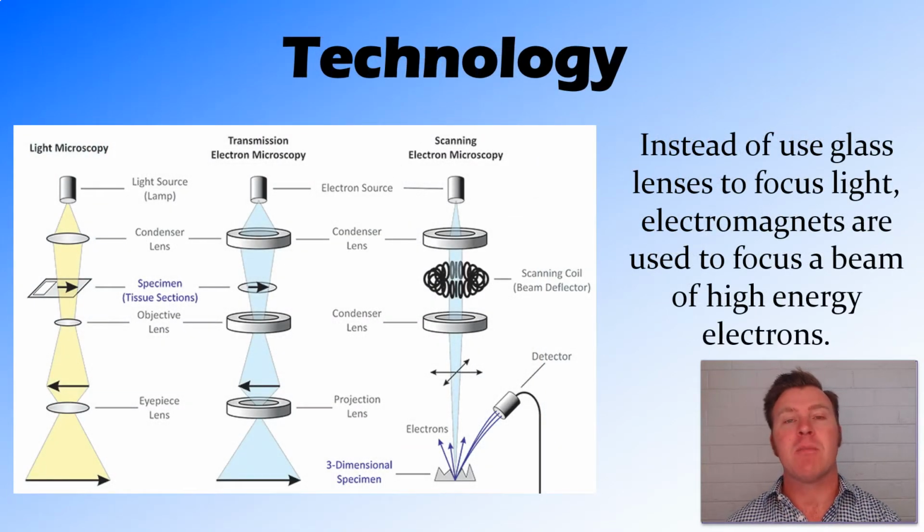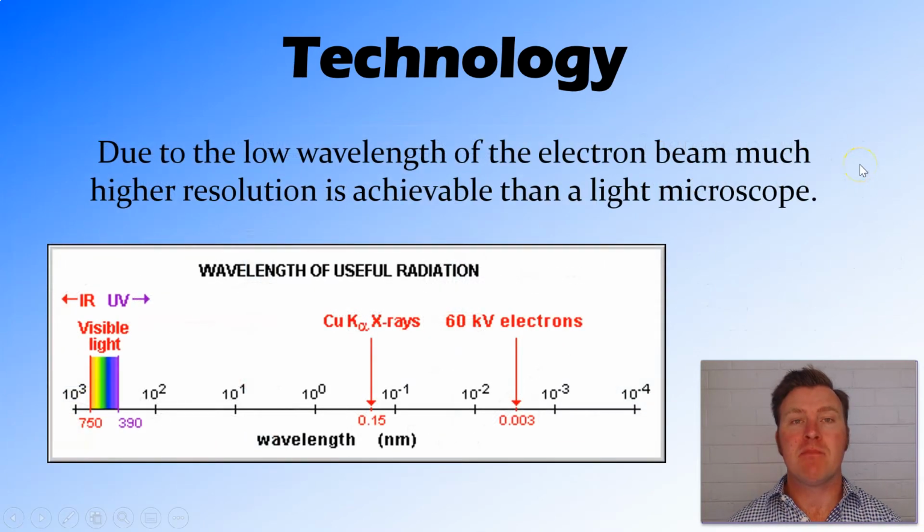Now, the thing that's different about an electron microscope is instead of having glass lenses that focus beams of light, it actually uses electromagnets that focus a beam of electrons ejected from a high energy electron gun. The big benefit of using these high energy electrons over light is that they have a much smaller wavelength. So where light has a wavelength in the hundreds of nanometers, the electron beam has a wavelength down in the picometers, which are really small.